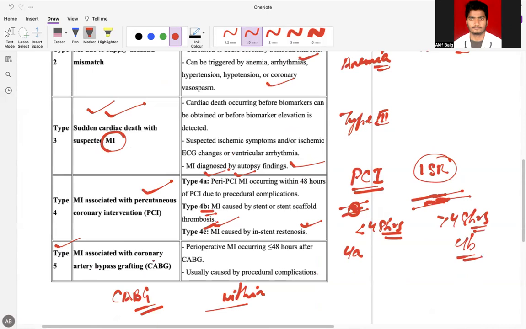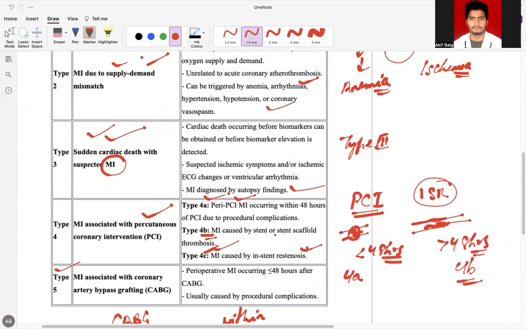Type 5 is the patient developing MI after CABG, within 48 hours of CABG.